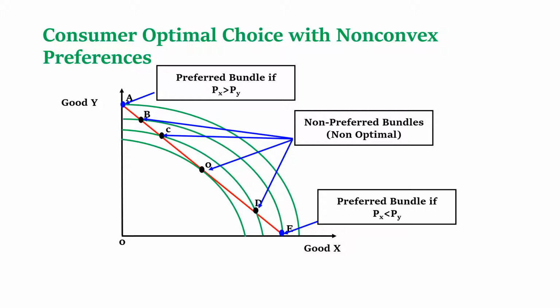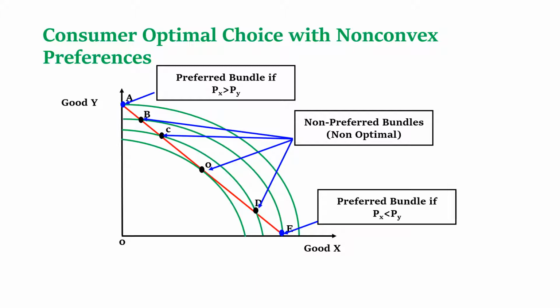And that is analogous or synonymous to M over Px. At point E, that is the intercept on the horizontal axis, which is M over Px. That is the income divided by the price of the good. At point A, that is the real income of the consumer. That is the income divided by the price of good Y. That is M over Py.